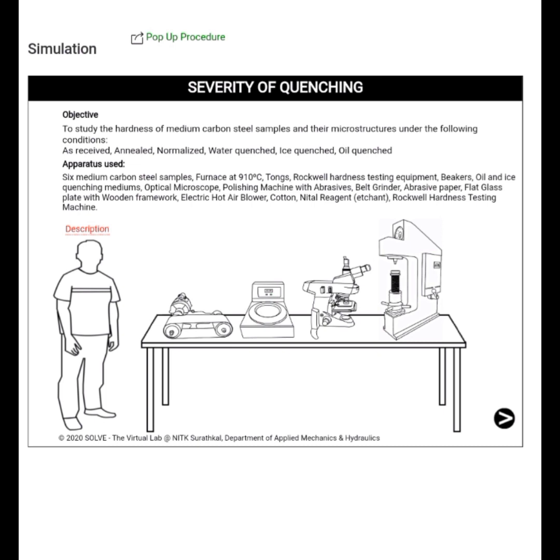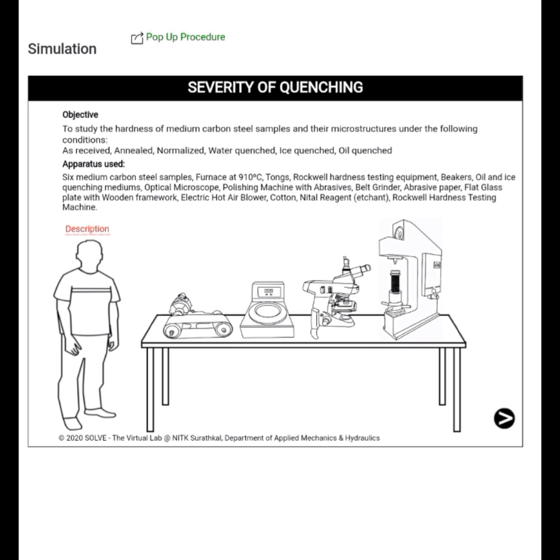Today I am going to present about severity of quenching. The objective of this practical task is to study the hardness of medium carbon steel samples and their microstructure under the following conditions. There are six conditions for this practical task: as received, annealed, normalized, water quenched, ice quenched, oil quenched.